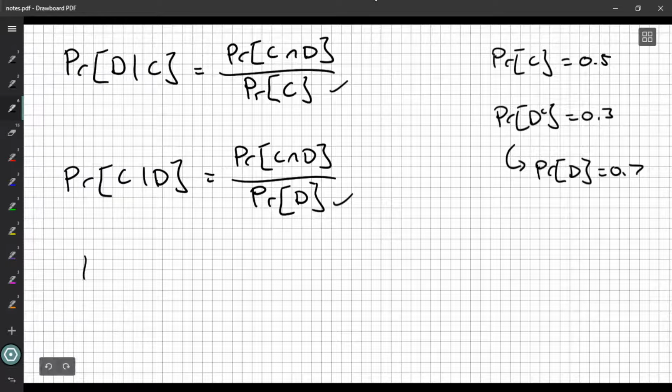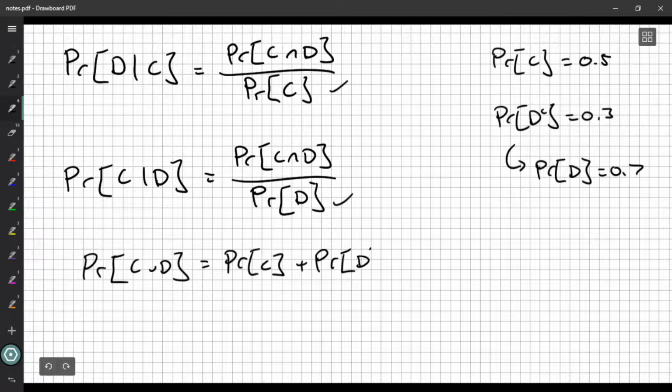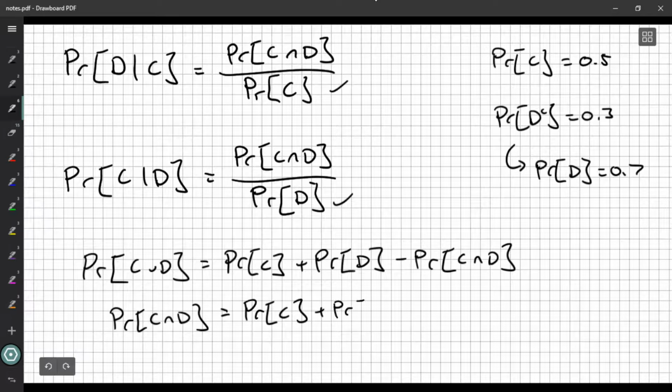So what can we do? Well, we know the probability of C union D can be expressed as the probability of C, which we know, plus the probability of D, which we now worked out, minus this probability that we're interested in. And we can rearrange this expression by subtracting C union D from both sides and adding the probability of C intersect D to both sides. And we rearrange this, and it allows us to solve for the numerators that we need.